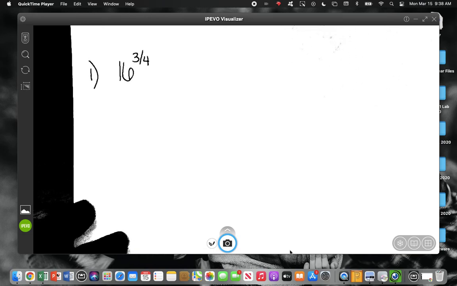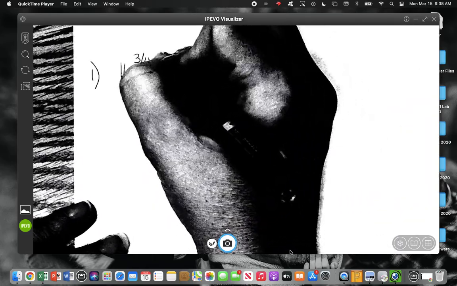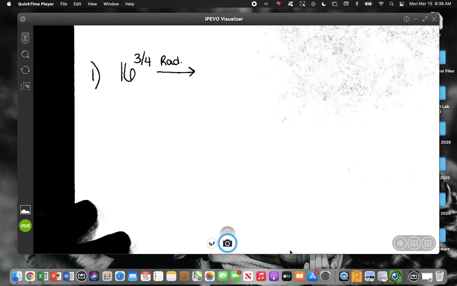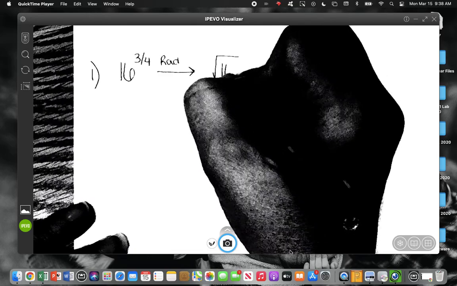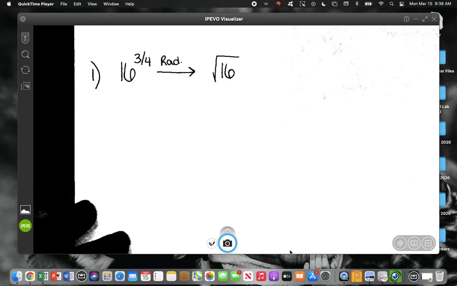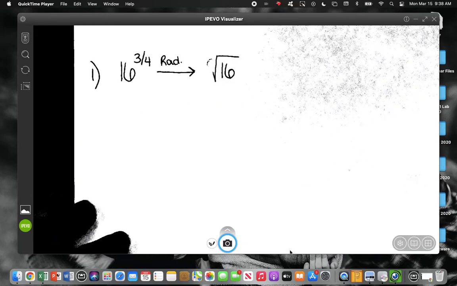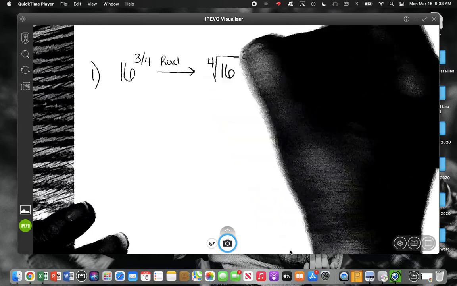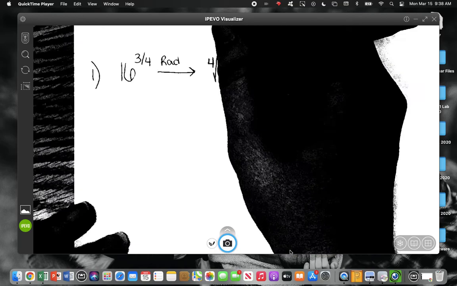All right, so whenever you're simplifying, the first thing you want to do is change it to radical form. All right, so inside the radical is my 16. Now, which number is my root? The 3 or the 4? The 4 is my root, and the 3 is my power. So we're going to simplify the root first.